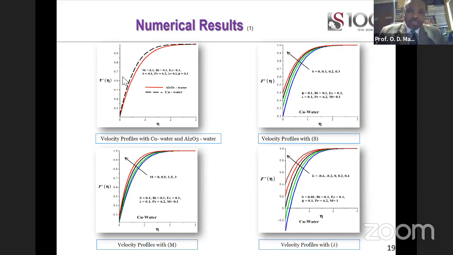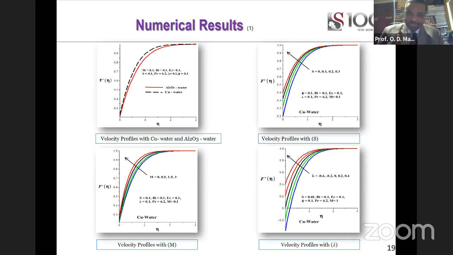So the lower the thickness of the boundary layer, that is the size between here and here, the better the transfer rate, the cooling rate, because the fluid moves closer to the surface and takes heat. So this shows you now that copper water has a lower momentum boundary layer thickness compared to alumina water. So it moves closer to the surface and takes more heat, while this one will move away from the surface and take less heat. So copper water is the best coolant to use.